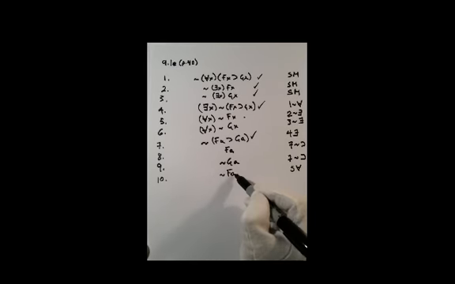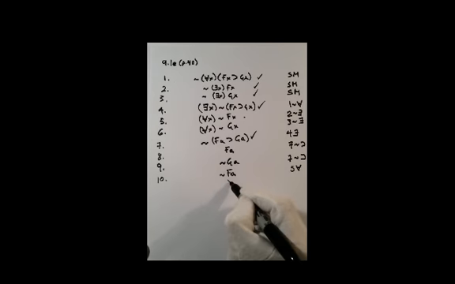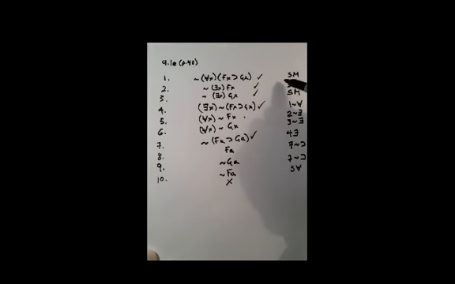But now I have a contradiction. I have f of a and not f of a, so the tree closes. So the original set that I began with, which is made up of these 3 sentences, is not consistent.